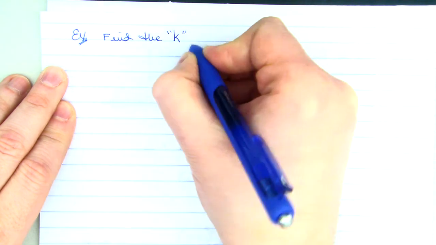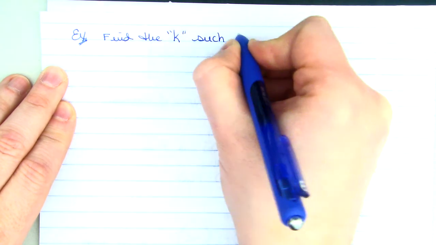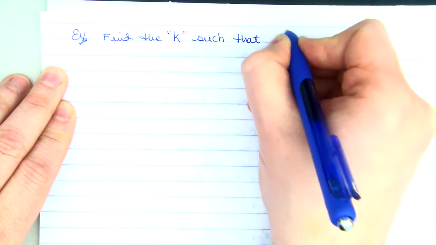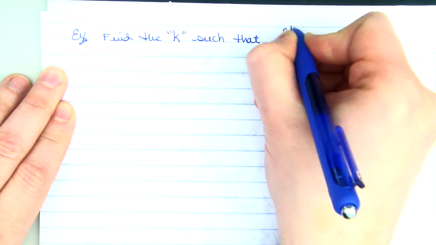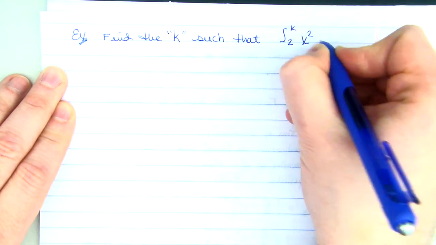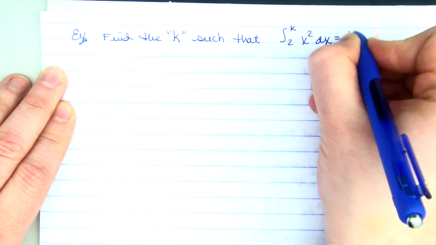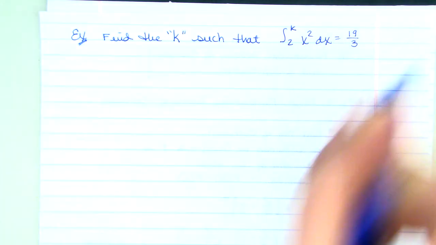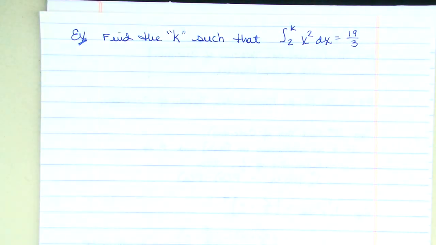Find the value of k such that the integral from 2 to k of x squared dx equals 19/3. So basically the area under the curve y equals x squared, from 2 to what would give us 19/3. Any thoughts on how we would do this?